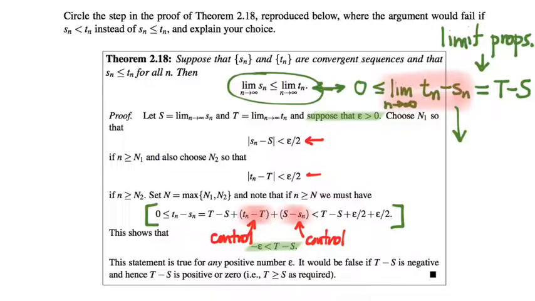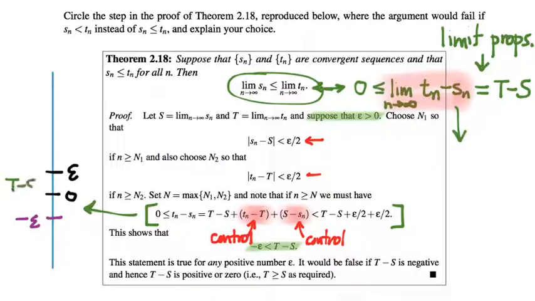So if we look on a number line, 0 is right here. Any epsilon that I pick is going to be greater than 0. But if epsilon is greater than 0, where is minus epsilon? Less than 0. Okay. No matter what epsilon I pick, minus epsilon is going to be less than 0. And this algebra that's done here in this line shows me that t minus s is definitely greater than minus epsilon. Right? No matter what epsilon I pick, t minus s is going to be above it.